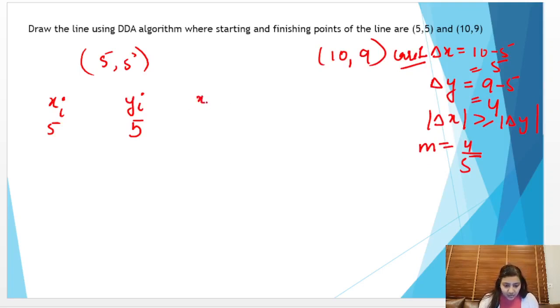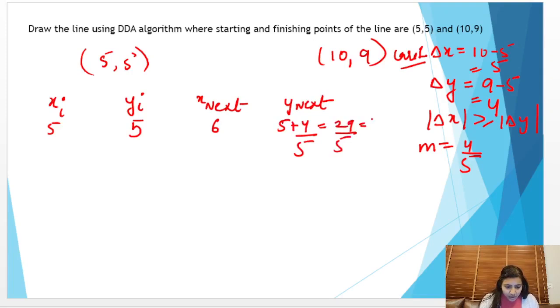Now let's calculate x next. x next क्या हो जाएगा? 5 plus 1, that is 6. y next क्या हो जाएगा? y next will be 5 में हम ऐड कर देंगे the slope. So 5 plus 4 by 5 comes out to be 29 by 5, somewhere equal to 5.8. Now we will round off this value since pixels are integral values. So this comes out to be 6. So the next value that we have got is 6.